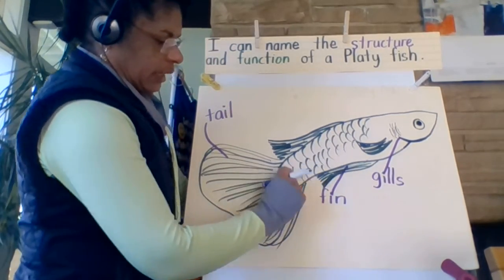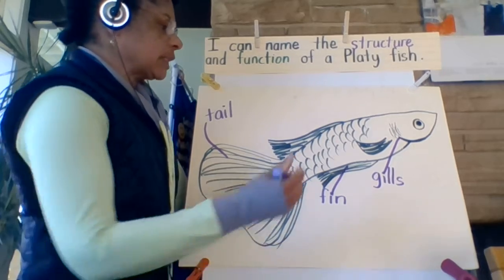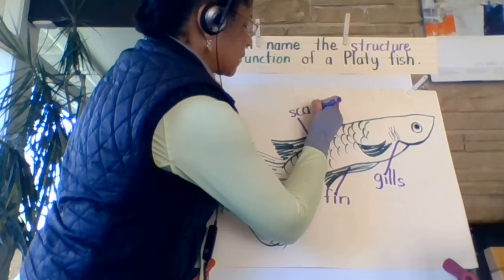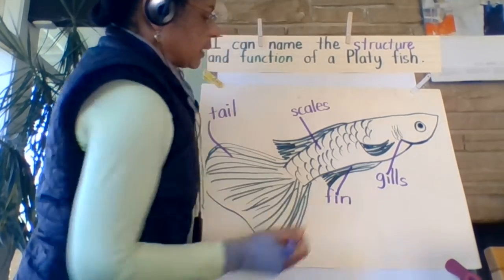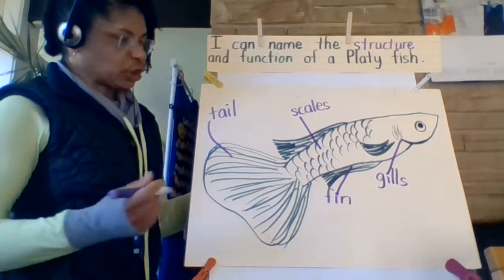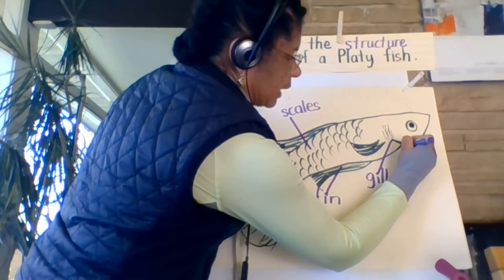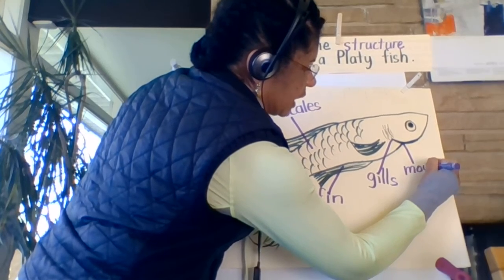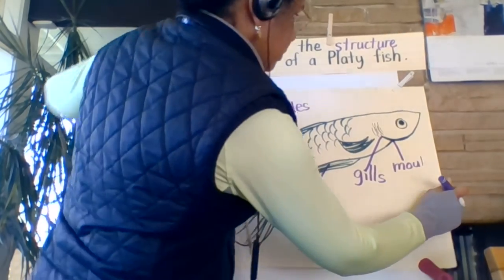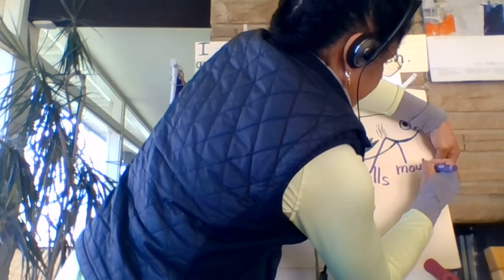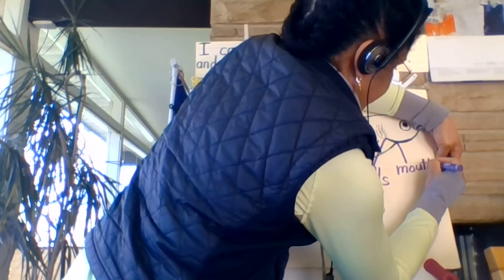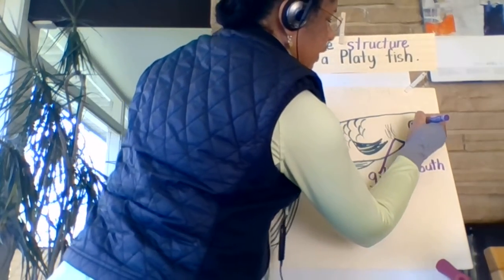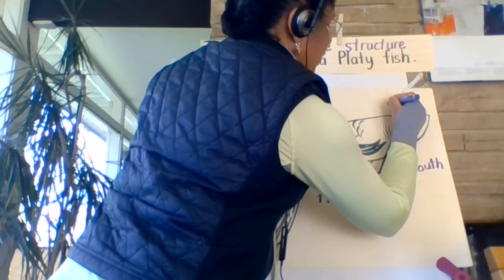All of these curvy lines on their body, they are representing the scales for protection. Right in here is its mouth. They have to eat just like we do. Mouth. Okay, and I'm gonna find the space over here for the eye.